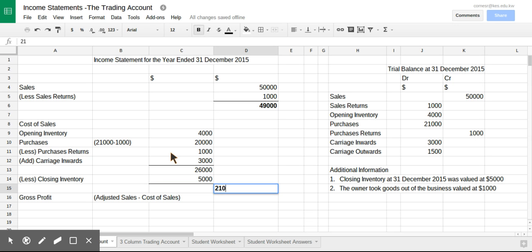So our adjusted cost of sales is 21,000. And then we're going to subtract 21,000 from 49,000 to give us 28,000, and that's the gross profit.